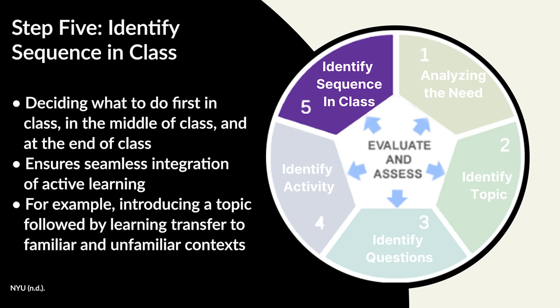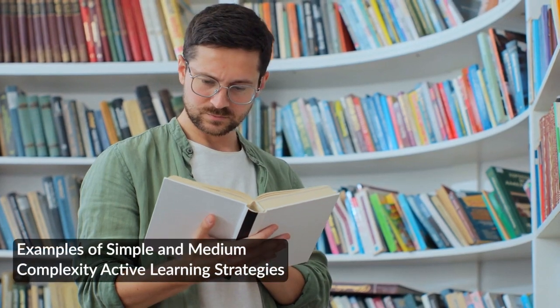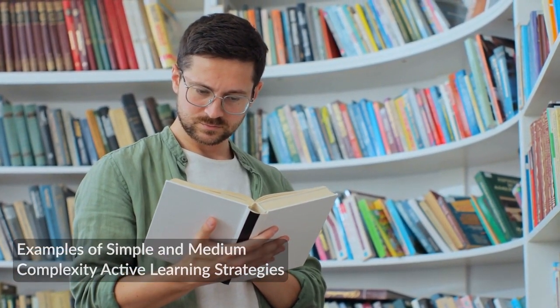Complexity of the chosen activity is also an important consideration. This graphic from the University of Michigan includes a range of simple to complex active learning practices, which may prove useful in your design based on the conditions of your class, such as time, space, class size, and available tools and technologies. Consider these examples of simple and medium complexity active learning strategies.